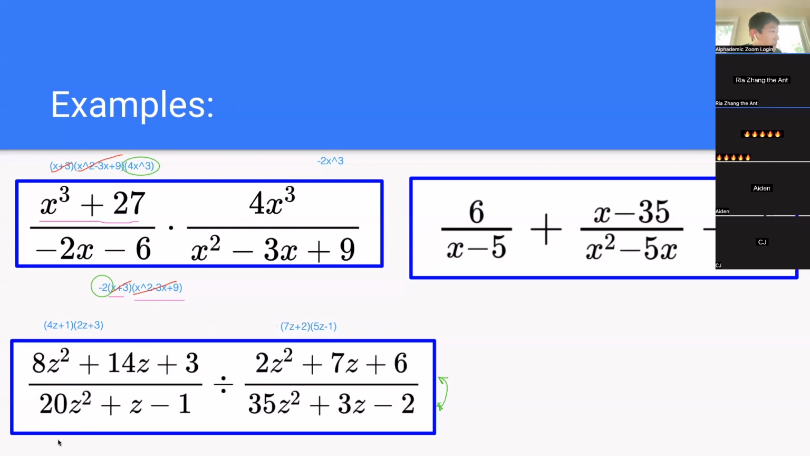Right here. And then for the bottom, you get 4z plus 1 times 5z minus 1. And then for the bottom, right, you have 2z plus 3 times z plus 2. And now we have a lot of numbers that we can cancel out right here. So 4z plus 1 and 4z plus 1, you can just cancel that out very easily. And then the 5z minus 1 and the 5z minus 1, that cancels out. And then the 2z plus 3 and the 2z plus 3.